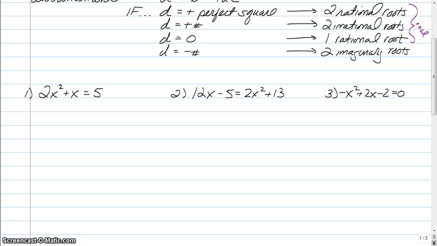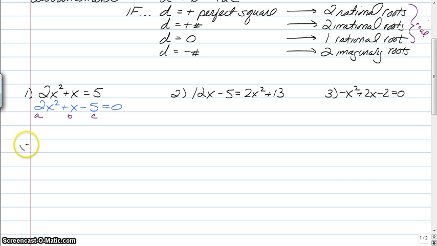So the first one is 2x squared plus x equals 5. The first thing you're going to need to do is make sure you rearrange that to 2x squared plus x minus 5 equals 0. And it's not necessary for me, but if it helps you, you can label your a, b, and c. So your a is 2, your b is 1, your c is a negative 5. And then all you have to do is use the quadratic formula that you know so well.